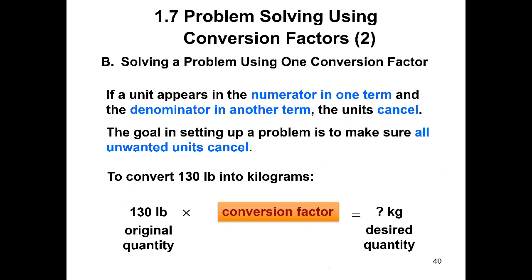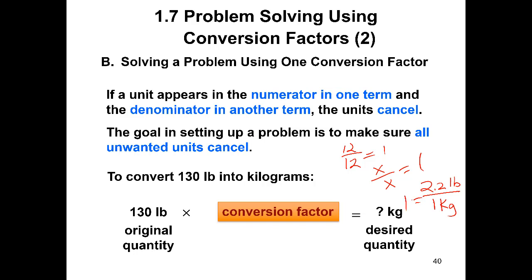So if the unit appears in the numerator, okay, that's top, in one term, and the denominator in another term, then they cancel out, okay? Because if you have 12 divided by 12, all right, that equals 1, right? If you have x divided by x, because they're the same thing, anything divided by itself equals 1. Since these are equalities, then if I have 2.2 pounds over 1 kilogram, that's also an equality, okay?